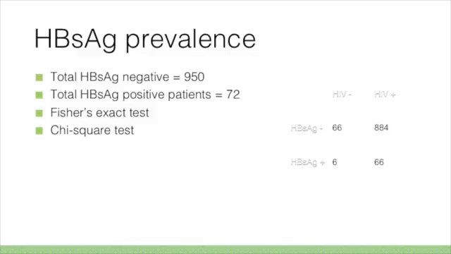Let's go to the hepatitis B surface antigen prevalence, and you'll see on the right-hand side there that was a contingency table. So of the total of these patients, 950 were hepatitis B surface antigen negative, and 72 were hepatitis B surface antigen positive. So we can make this a 2x2 contingency table. You see the column of HIV negative and the column of HIV positive patients, and on the rows, for each HIV negative and positive, we'll see the numbers that were hepatitis B surface antigen negative and those that were hepatitis B surface antigen positive.